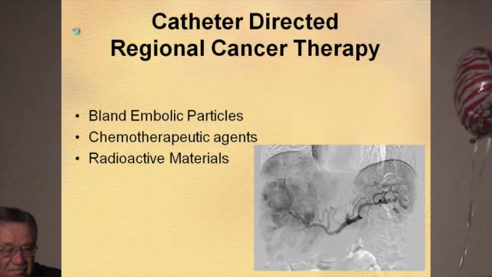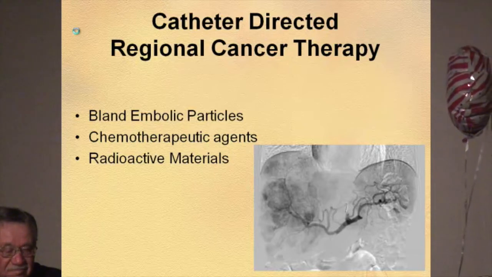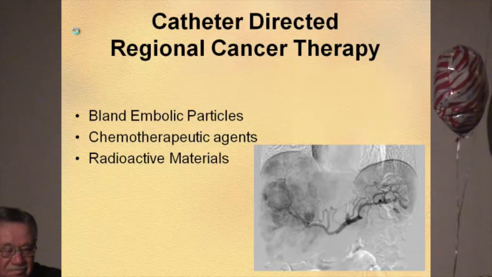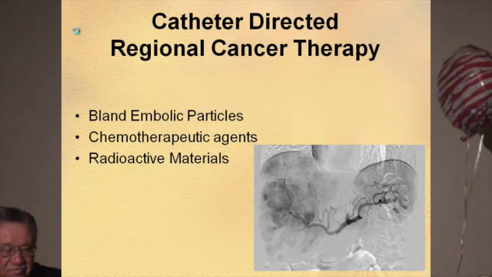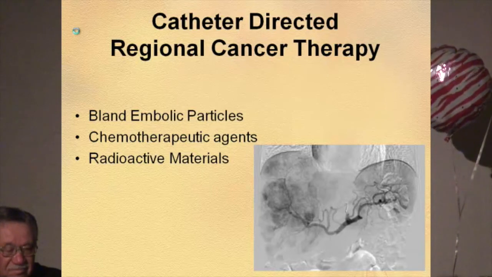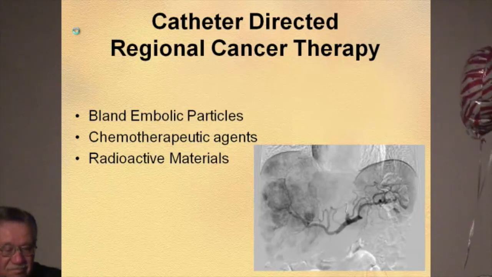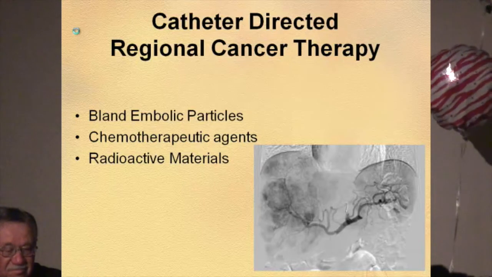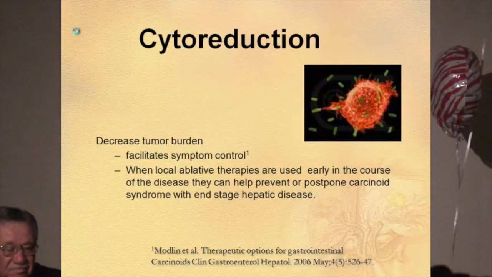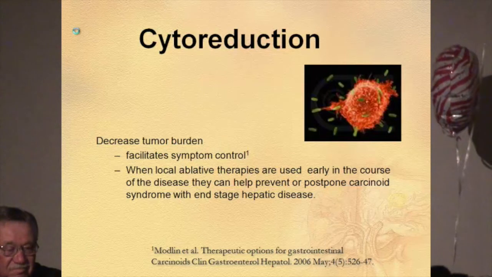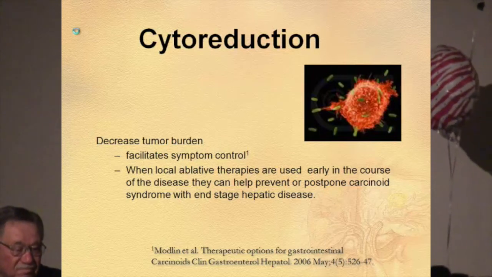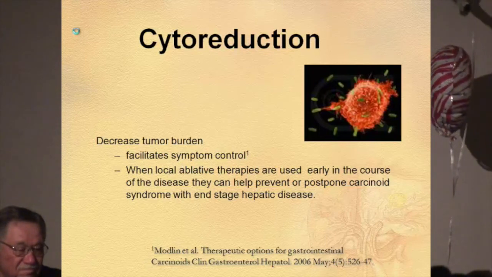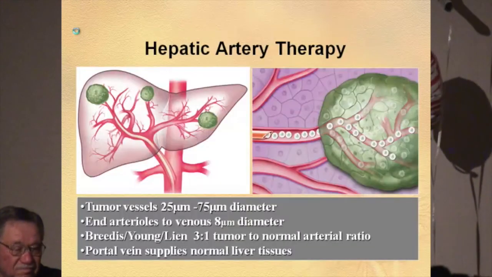Once you get the catheter in position, you can then either deliver bland particles, which can be polyvinyl alcohol or trisacryl gel, different materials that will block off the arteries. You can combine those with chemotherapeutic agents, which will allow the chemotherapy to dwell or sit in the region of the tumor over a longer period of time. There's also radioactive materials like yttrium-90 that you've heard about that we can infuse. We know that cytoreduction can improve symptoms and overall survival in these patients, whether that's a surgery, an ablation, or a regional liver therapy.